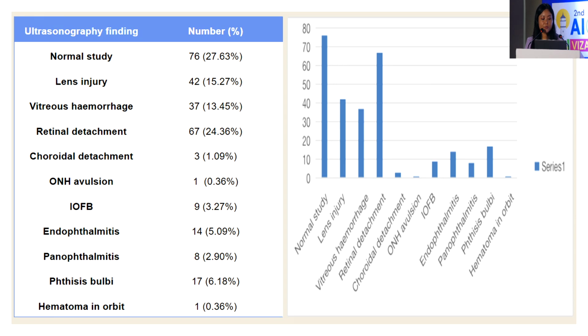In ultrasonography findings, the most common finding was a normal ultrasonographic study, followed by retinal detachment, followed by lens injury, vitreous hemorrhage, and others were ONH avulsion, IOFB, endophthalmitis, panophthalmitis, phthisis bulbi, and hematoma in orbit.